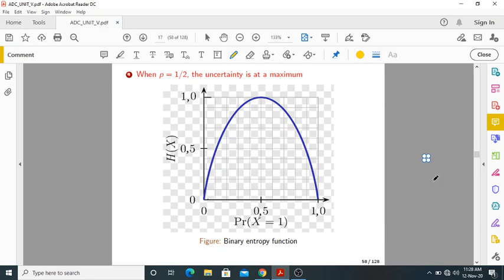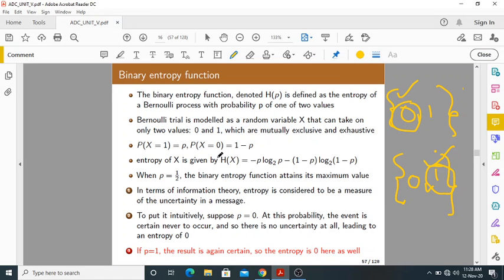Anyway, now I have drawn the graph between H of x versus probability. H of x is nothing but the entropy function. Now when p equal to 0, what about H of x? P equal to 0 means log 1, so this is 0. H of x is 0. When p equal to 1, p log 1 is 0, and p equal to 1 means this is also 0. So when p equal to 1 and p equal to 0, H of x is 0.